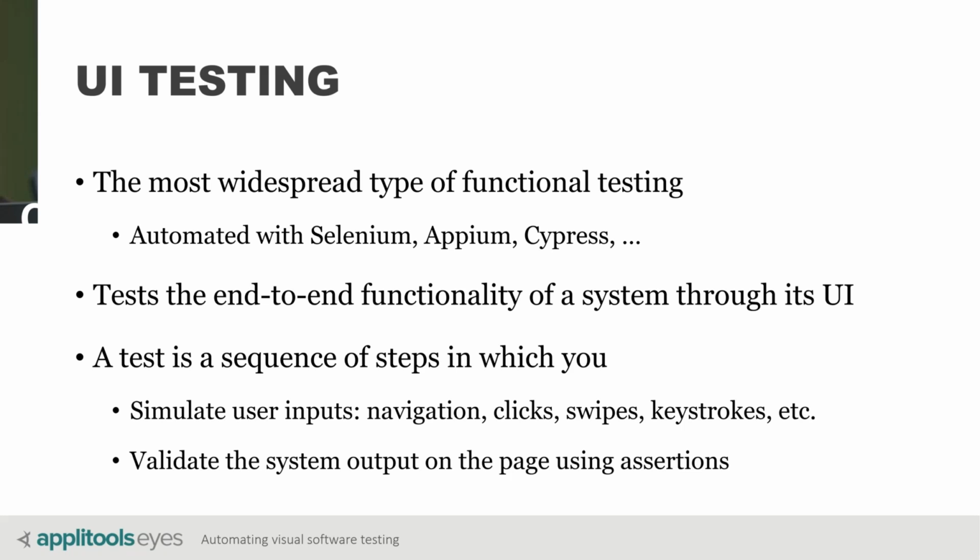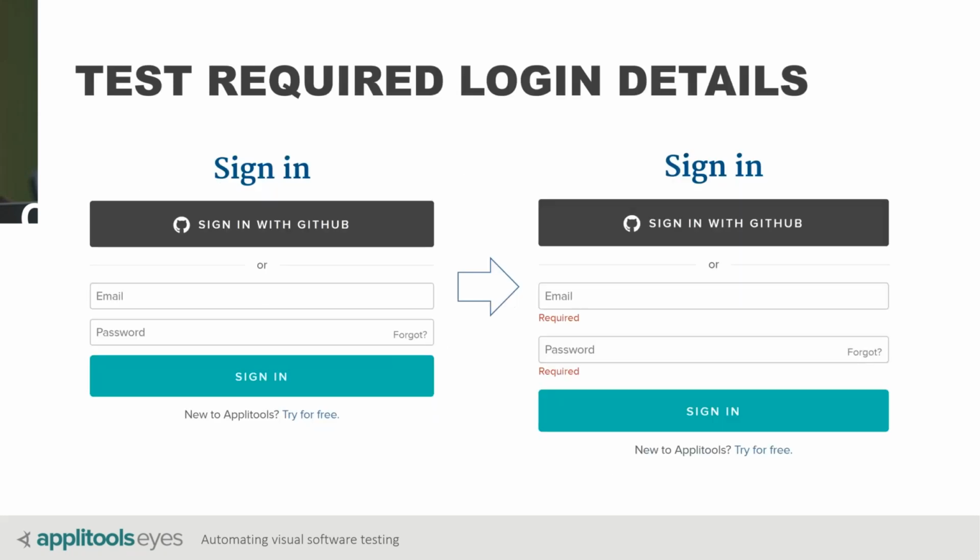We test the end-to-end functionality of the system through the UI. We don't test the UI itself, but actually the functionality of the system. And a test is basically built from a sequence of steps in which you first simulate some user input, like navigating to a certain page, clicking some elements, entering some text, and then validating the output that the system produces on the UI, and make sure that it is as expected using assertions.